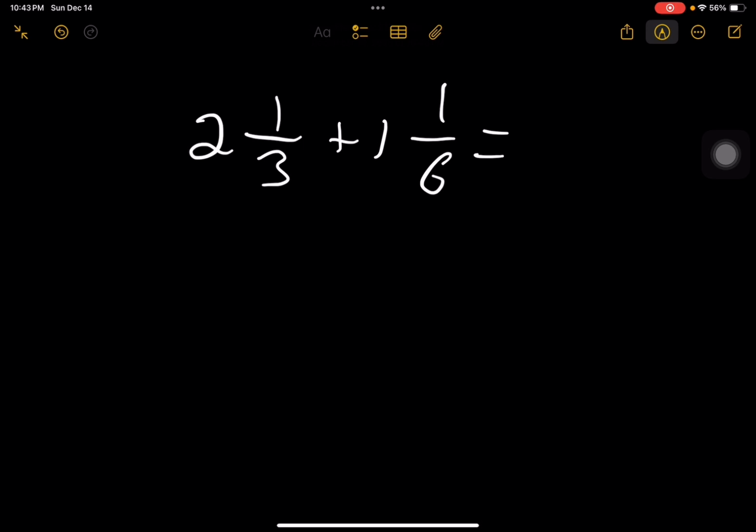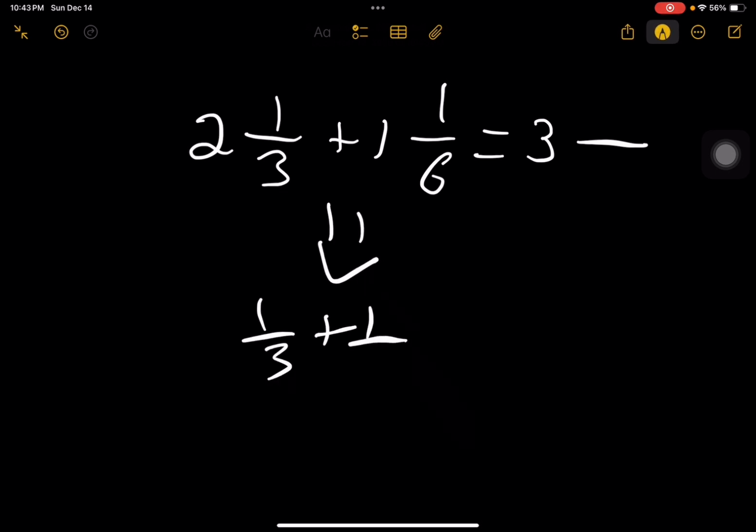So here we have 2 and 1 over 3, plus 1 and 1 over 6. So our first step here is to add these on the outside. So that would give us 3. Now we need to work on the inside here. So by working on the inside here, we'll note that 1 over 3 plus 1 over 6, we need to find the LCD between these two.